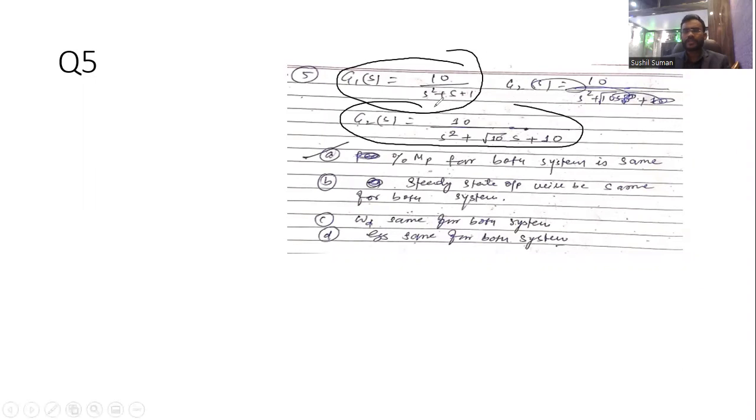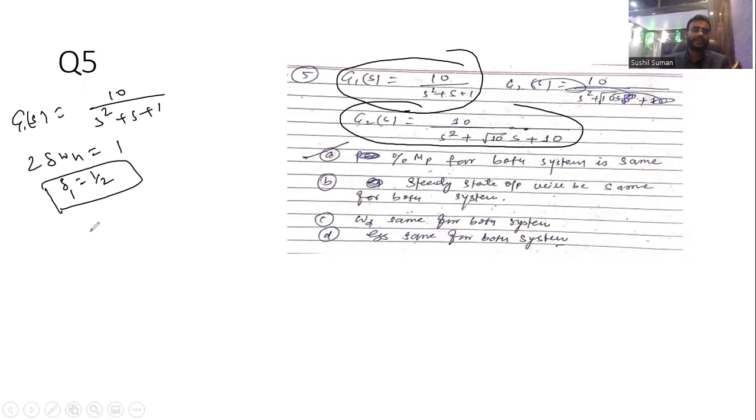Now the next question is a very important question. You have been given two transfer functions, G1(s) and G2(s). G1(s) is 10 upon s square plus s plus 1. So as you know, 2 zeta omega n is 1, and omega n is 1, so zeta is 1 by 2. Let's say zeta 1 is 1 by 2. Now G2(s) is 10 upon s square plus root 10 s plus 10.